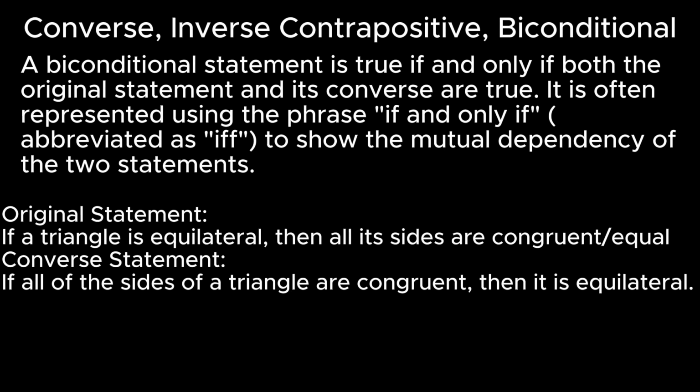The converse of that, we know, is going to be if Q, then P. So the conclusion and the hypothesis are swapped. Now our converse is: if all the sides of a triangle are congruent, then the triangle is equilateral. And you see how both our original statement and converse are true?